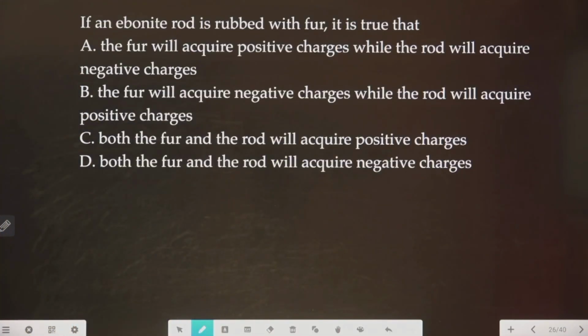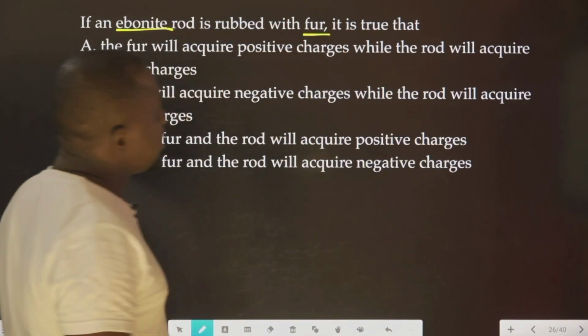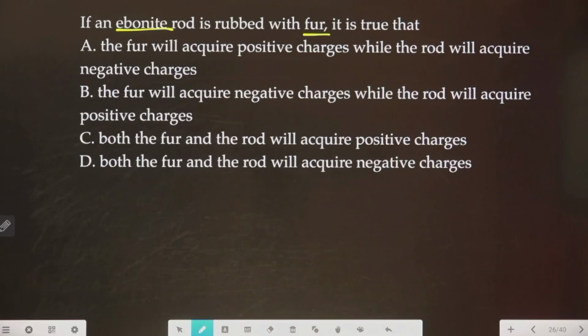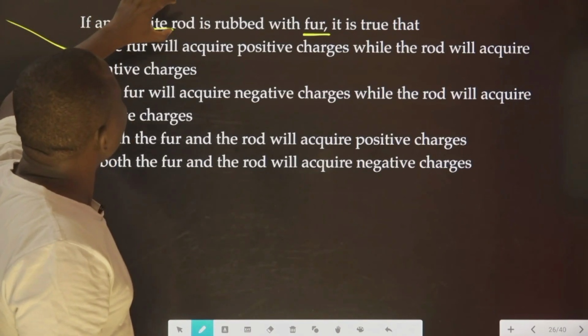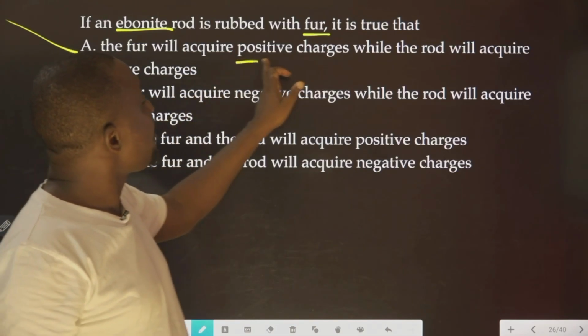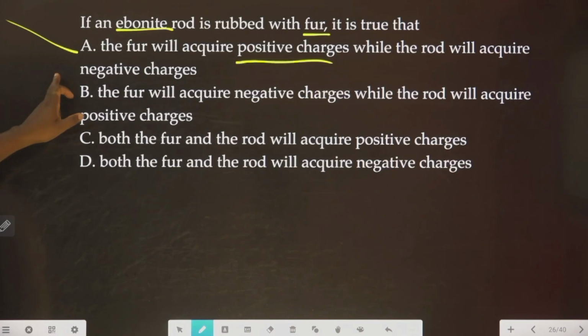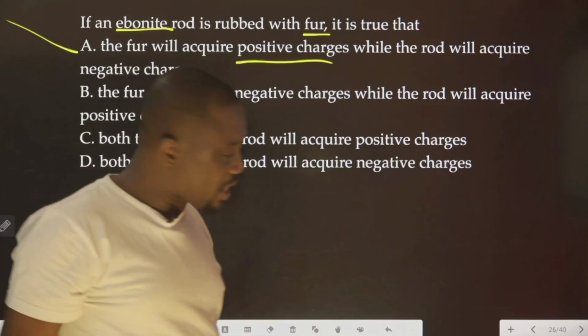Look at this question. It says an ebonite rod is rubbed with a fur. It is true that A, the fur will acquire positive charges, while the rod will acquire negative charges. This is actually the answer without wasting our time. All the other ones can be optional. So know that whenever an ebonite rod is rubbed with fur, the fur will definitely acquire positive charge, while the ebonite itself will acquire negative charges. Okay?